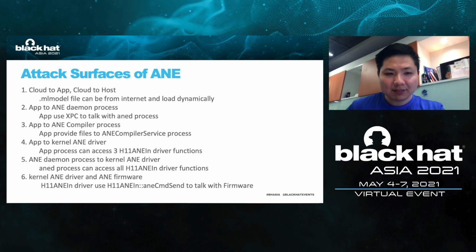I divide the attack surface of ANE into 6 types. The attack surface of each attack is an elevation from one privileged space to another privileged space. These attack surfaces are based on real facts, not what I imagined.